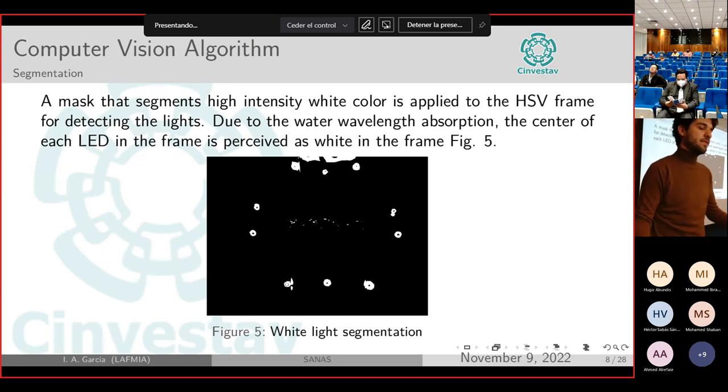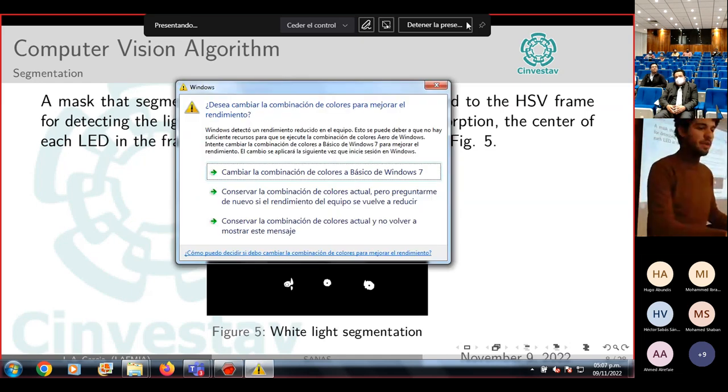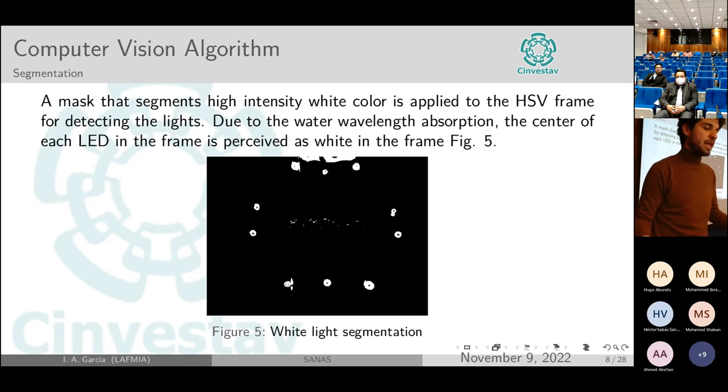Afterwards, the next step of the algorithm is a mask. This mask is used for segmenting high-intensity white color. It is applied to this HSV frame that was converted in the previous step. And this mask is used for detecting the lights that are present on the frame. This mask makes a binary image, and this binary image has every single source of light that is detected on the frame.